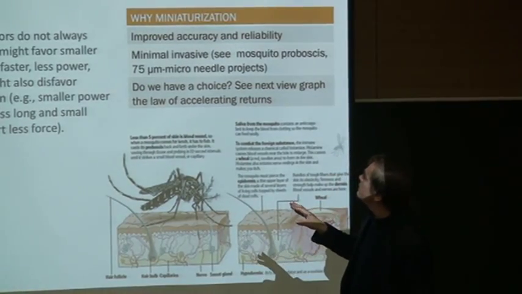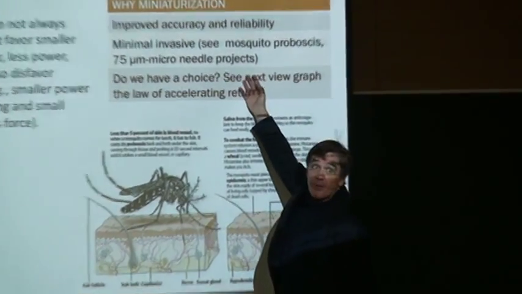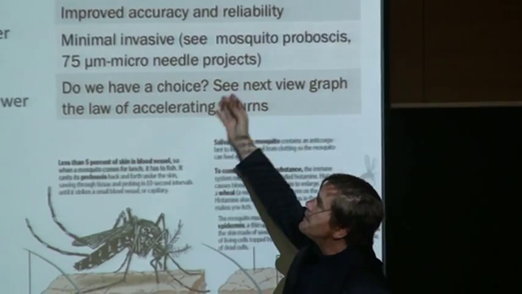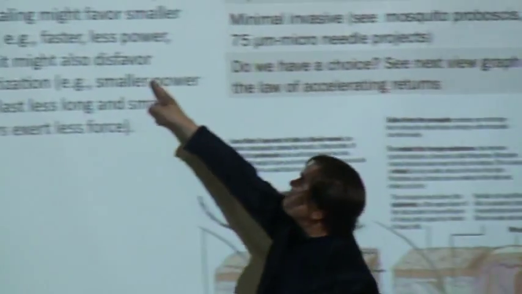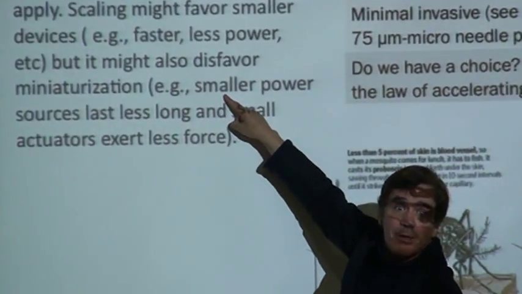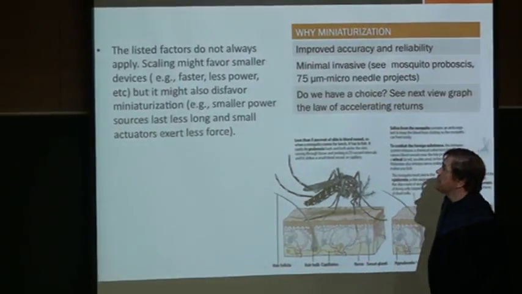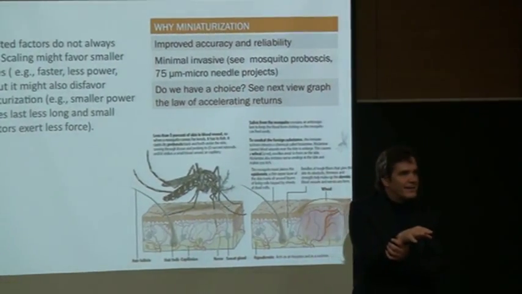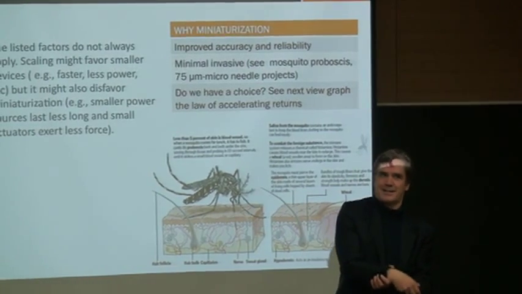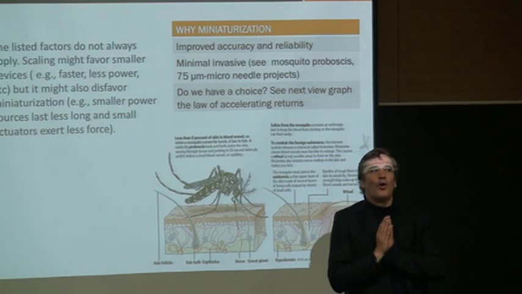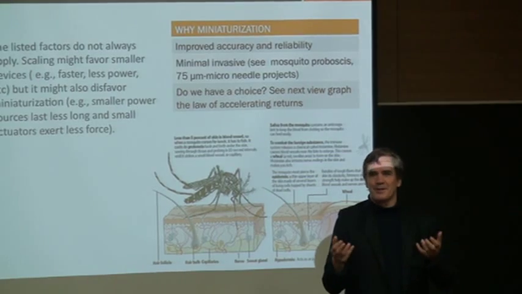But before switching to the next slide, the listed factors here, all these positive things, do not always apply. Scaling might favor smaller devices. We said faster, less power. But it also might disfavor miniaturization. For example, smaller power sources, like batteries, might last less long. And also, when you make a small actuator, that's something that needs to exert a force. If it's smaller, it will exert less force. So you should not overly promise that this will solve all the problems of the world. It will not.